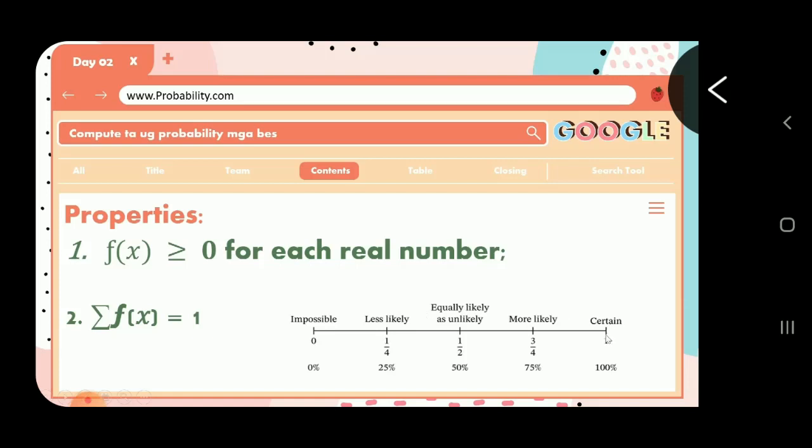Alright? So, mo na siya ang about chances, no? Kung 0 means impossible daw. Ang chance nimo kay wala gyud, as in imong chance kay 0.